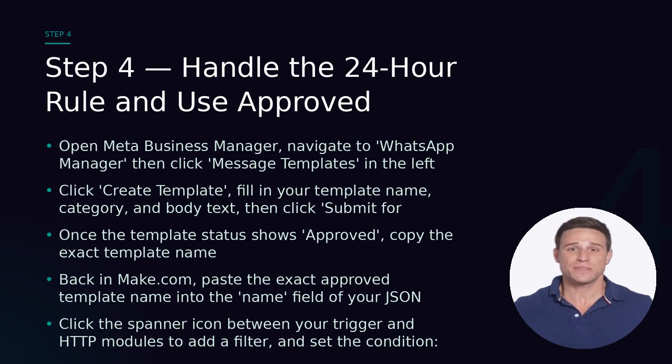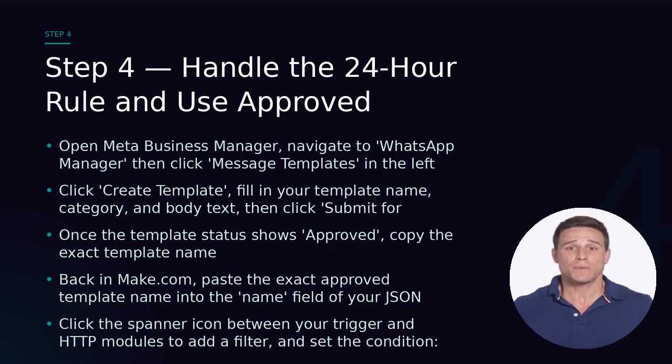This is critical. Get this wrong, and Meta will shut down your WhatsApp number. WhatsApp has a 24-hour messaging window. If a customer messaged you within the last 24 hours, you can send a free-form reply. Outside that window, which is basically every automated outbound message, you must use a pre-approved message template. Those templates live in your Meta Business Manager under WhatsApp Manager, then Message Templates. Create your template there, submit it for review, and wait for the green approved status. Takes a few hours usually.